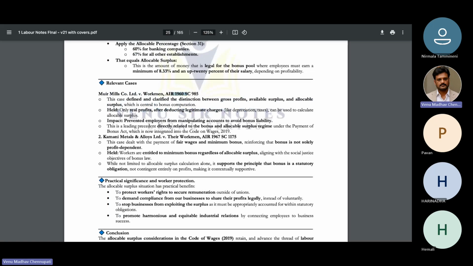So the new code has come. This is a leading precedent directly related to the bonus and allocable surplus under the Payment of Bonus Act, which is now integrated into the Code on Wages 2019.